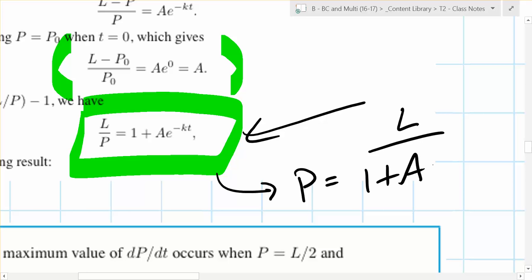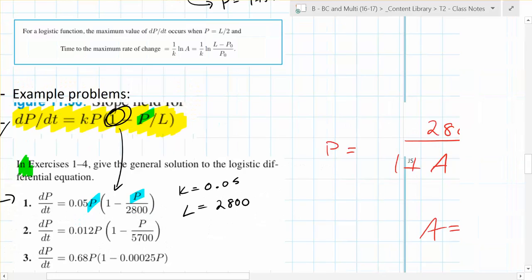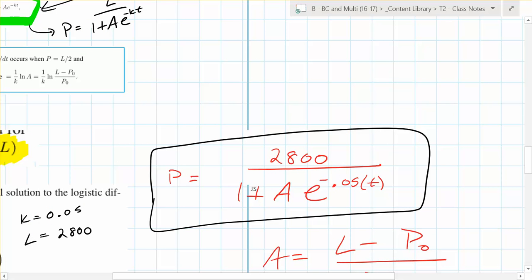1 plus what? E to the what? So what do we have in this one we're working on? We have the K value and we have the L value. So what can we plug in? Oh, there it is. You see that, everybody? So we know that P is equal to 2800 over 1 plus A e to the negative 0.05t.